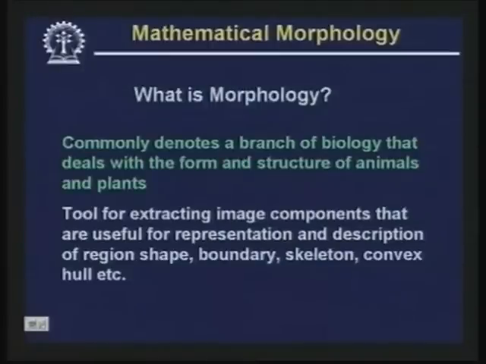As we said earlier, morphology commonly denotes a branch of biology. Morphology is a very common term in biology, and it deals with the form and structure of animals and plants, whereas in our case, when we use mathematical morphology in image processing, it is sometimes also called image morphology. By this we mean the mathematical tool which helps us to extract image components which are useful for representation and description of region shape, boundary, skeleton, convex hull, etc.